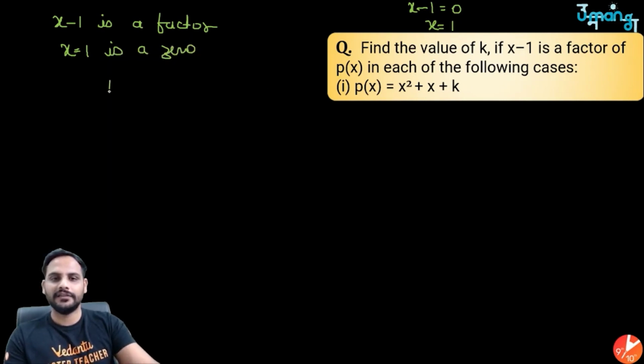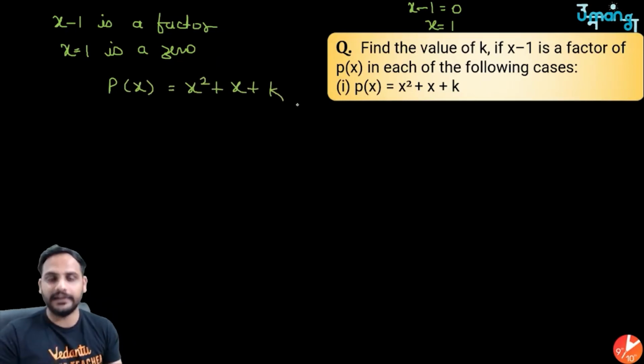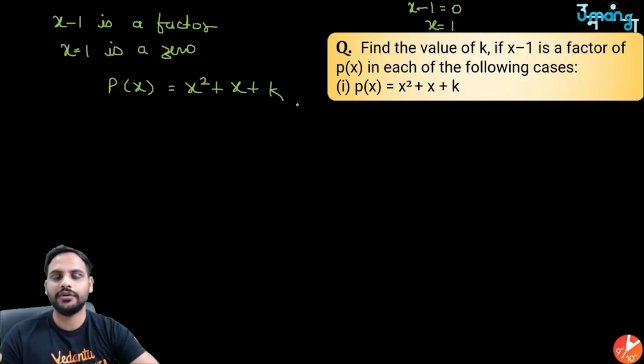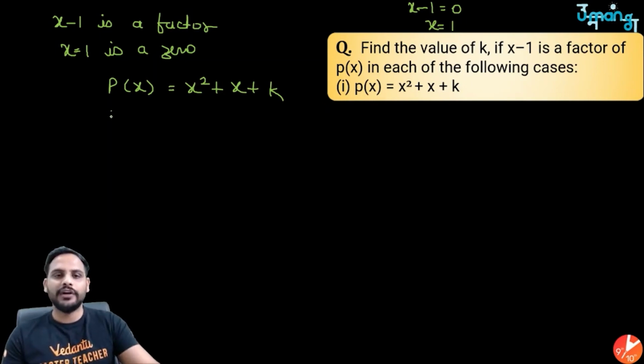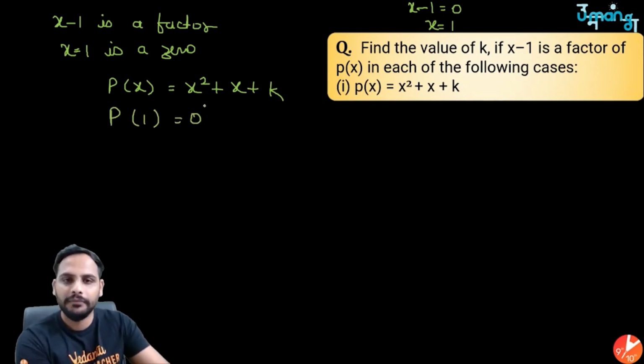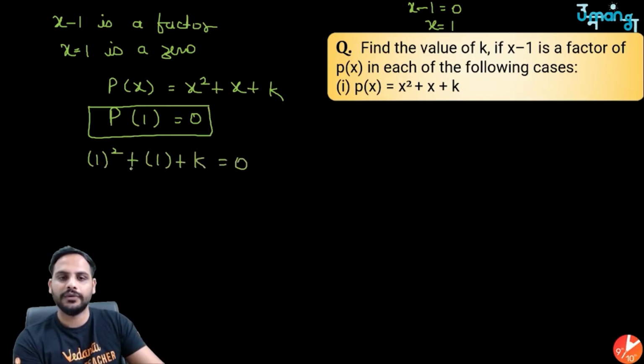So let's see whether it is 0 or not. P(x) is equal to x square plus x plus k. Okay? They have told us that x minus 1 is a factor, so obviously x equal to 1 will be a 0. So I know the value of this polynomial at x equal to 1 must be equal to 0, because I know x equal to 1 is a 0. So what is the value at x equal to 1? It will be 1 square plus 1 plus k equal to 0. 1 plus 1 plus k equal to 0.